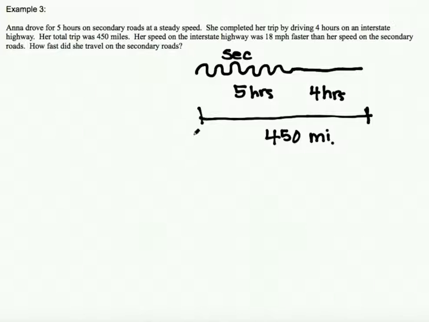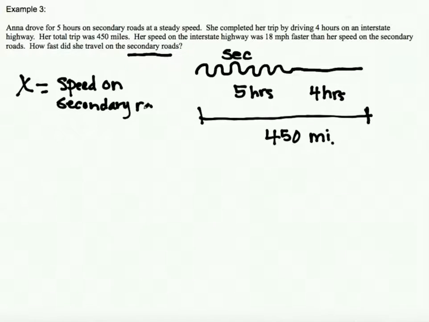Okay? So, as usual, we first want to set up a variable, figure out what our variable is going to be in this problem. Well, the question asks, how fast did she travel on the secondary roads? So I'm going to say x. I'm just using x this time because x is a common variable. x is going to be equal to her speed on the secondary road.